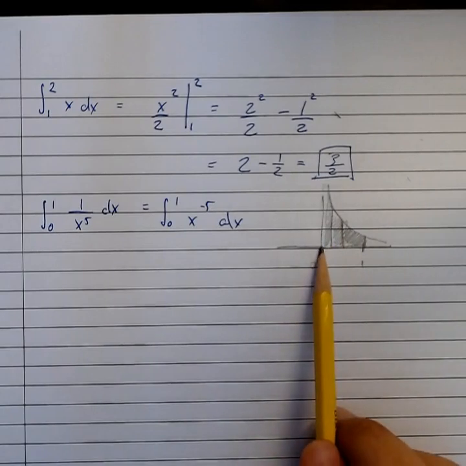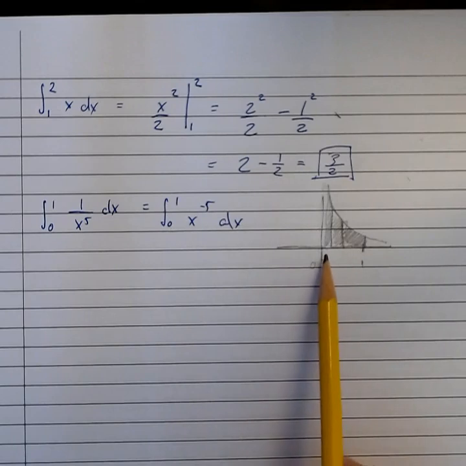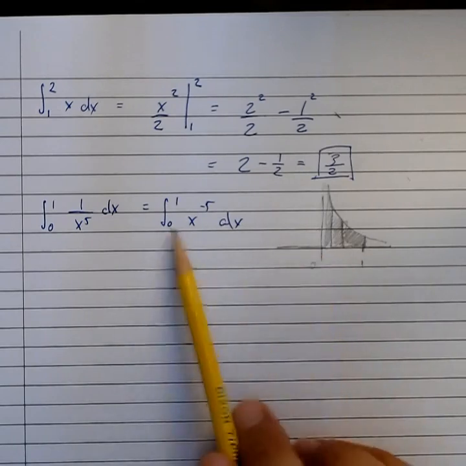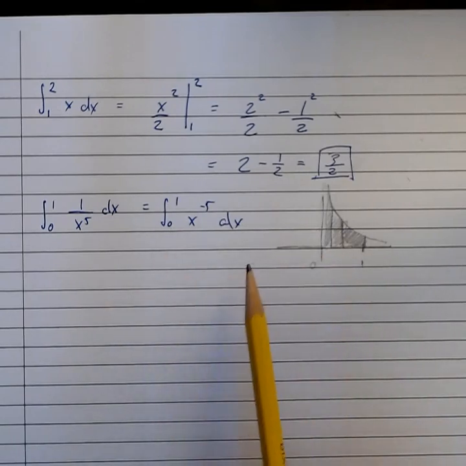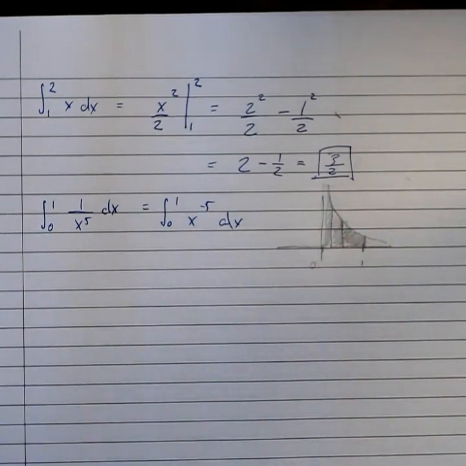Well, yeah, but here, that little space in here will always be there. And I can't make it go away because I can't make this 0. Well, that's true. But I can make this so close to 0 that I can't tell the difference. Or in other words, I can take a limit as this lower bound approaches 0. These are called improper integrals.